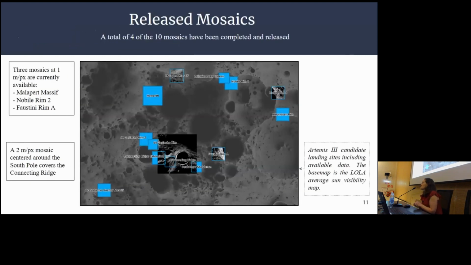So where are we on this? We currently have roughly 4 of the 10 mosaics completed and released. 3 of them have been made with the process that I've described here. The big one over the South Pole, Mark Robinson actually made using a pretty similar method. That one is at 2 meters per pixel, while the rest of them are at 1 meter per pixel, but that one is also out on QuickMap.